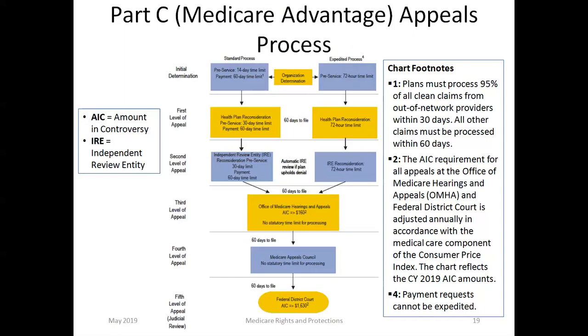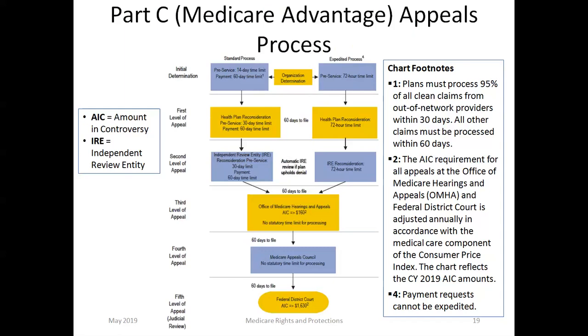So then they've got, pretty much depends on what type it is. If it goes to the second level, you've got 60 days to file the second level. Then it goes to the independent review entity, and they've got a 30-day time limit. For payments, it's 60 days. For Part B RX, it's 7 days. For the third level appeals, 60 days to file the appeal.